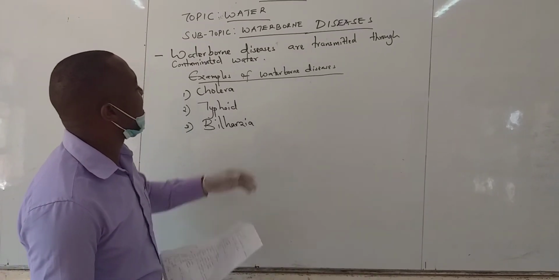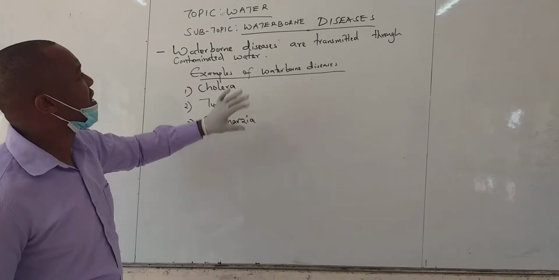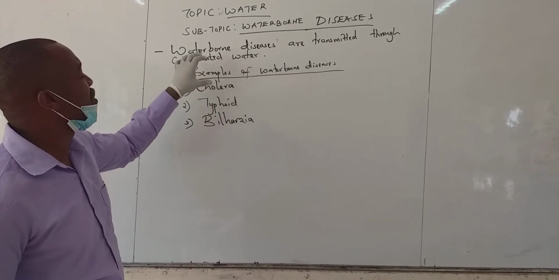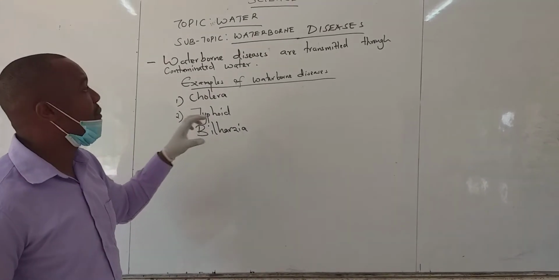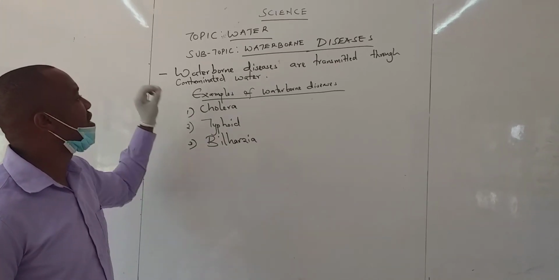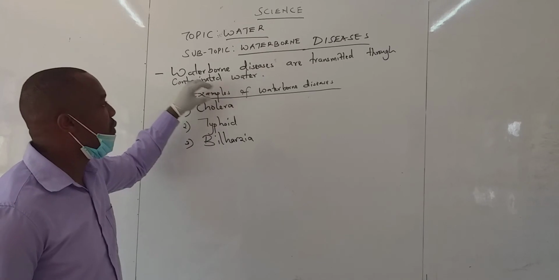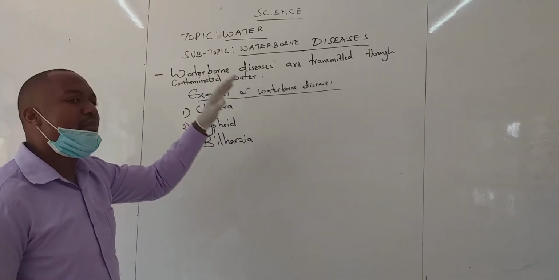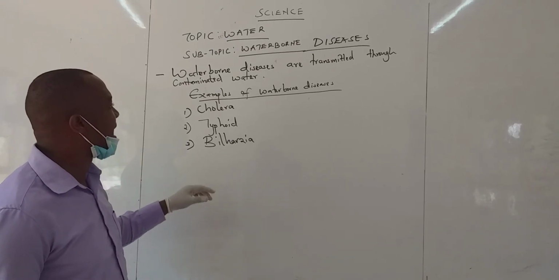To summarize our work, today we were discussing waterborne diseases. In our lesson, we are discussing waterborne diseases. What are waterborne diseases? Waterborne diseases are diseases that are transmitted through contaminated water, water that has been made impure by sewage and by other dirty things around the atmosphere and around the earth.